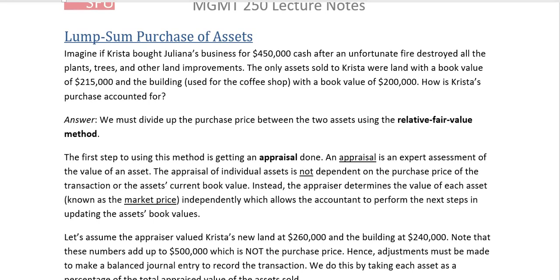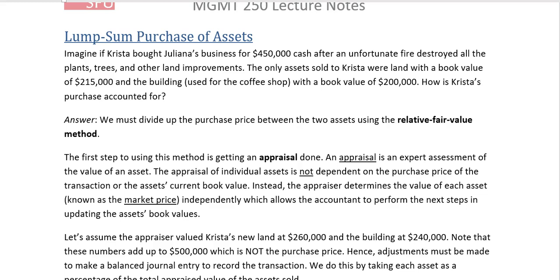Lump sum purchase of assets. Imagine if Krista bought Juliana's business for $450,000 cash after an unfortunate fire destroyed all the plants, trees, and other land improvements. The only assets sold to Krista were land with a book value of $215,000 and the building used for a coffee shop with a book value of $200,000. How is Krista's purchase accounted for?